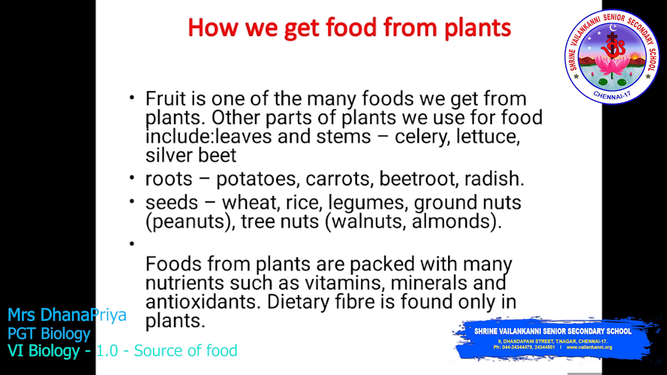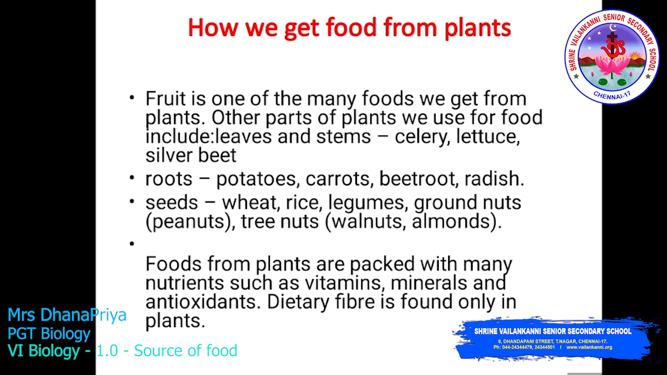Seeds like wheat, rice, legumes. What are legumes here? Pea pods. Also groundnuts and tree nuts. Tree nuts are walnuts and almonds. So these are the seeds which we get from plants.